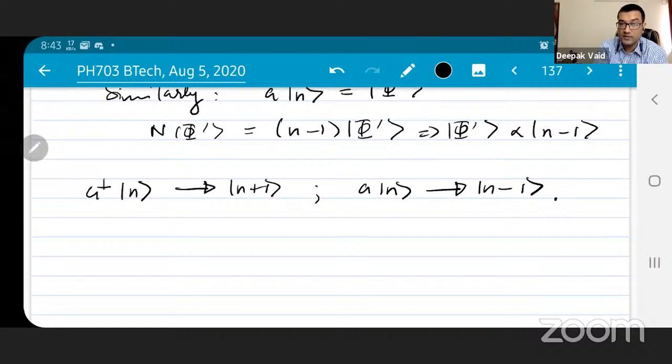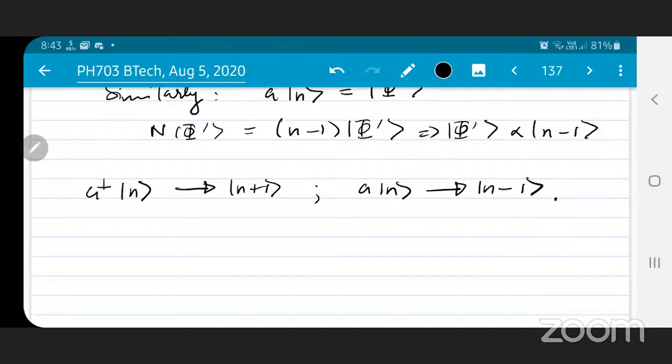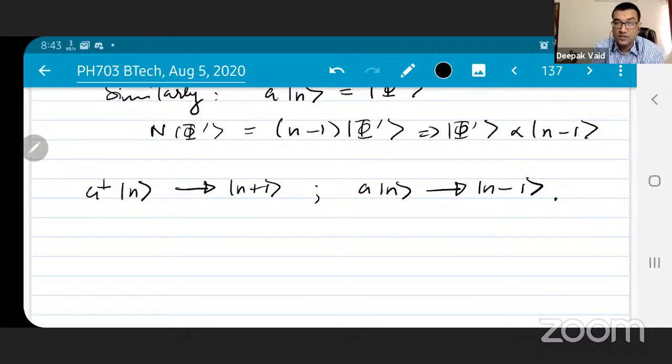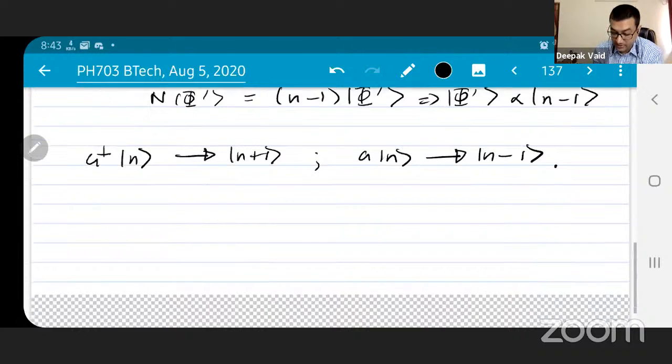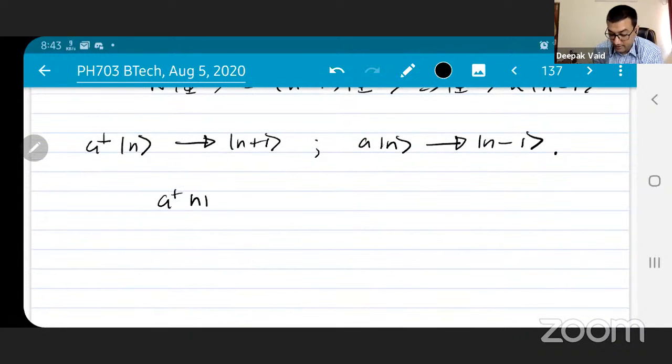So is this clear so far, I hope? Are there any questions about this? No? Okay. All right. So now the question is, what is this proportionality constant? So we have that A dagger |n⟩ is equal to some number c times |n+1⟩. So what is c?